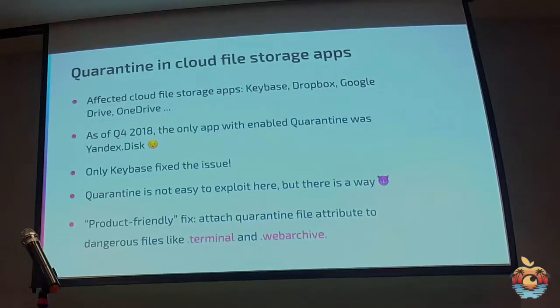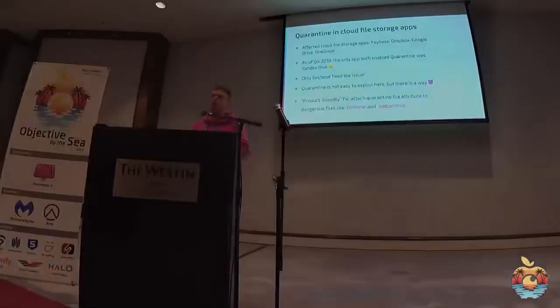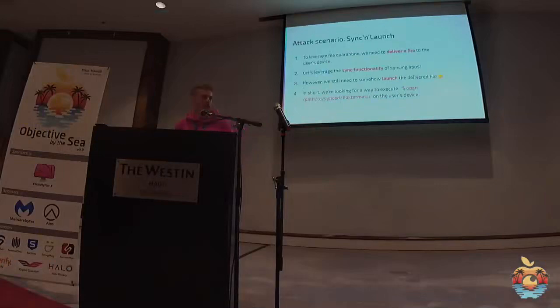Yeah, there is a way to exploit quarantine there, and there is a way for companies and developers to fix this bug easily, just by applying a quarantine attribute to the most harmful known file types. So I decided to create a generic attack scenario for most cloud file storage apps, and I decided to name it Sync and Launch. The idea is that to leverage file quarantine, we need to deliver a file to the user's device. Later, we can leverage the sync functionality of syncing apps and somehow launch the delivered file.